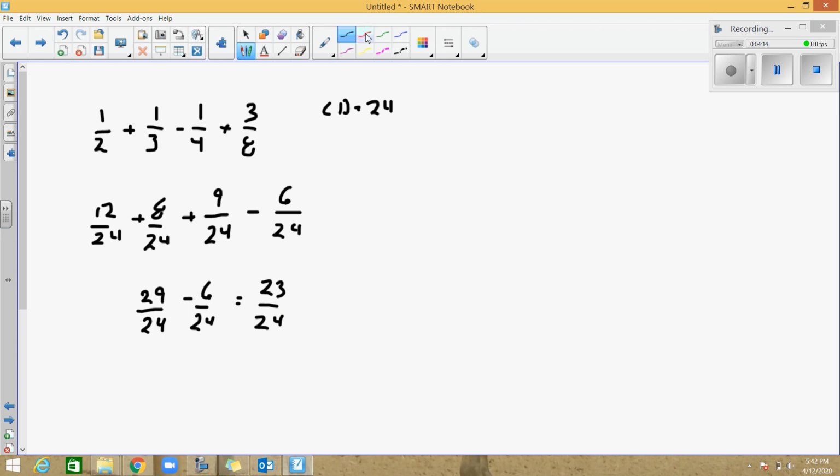And if you think back, it still works with our sign, even though I didn't do it this time. Add the opposite sign, it's still a difference of 23. Sign of the larger is a positive. So yes, that answer is still 23/24, common denominator.